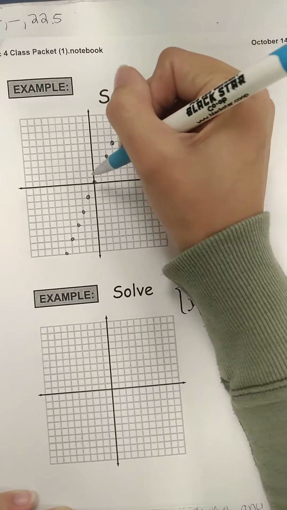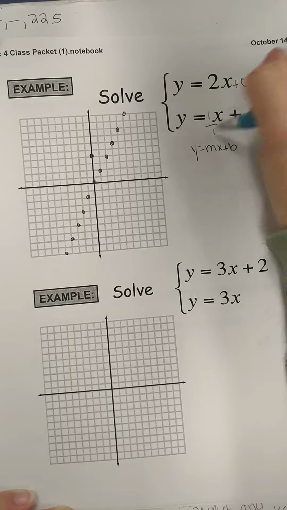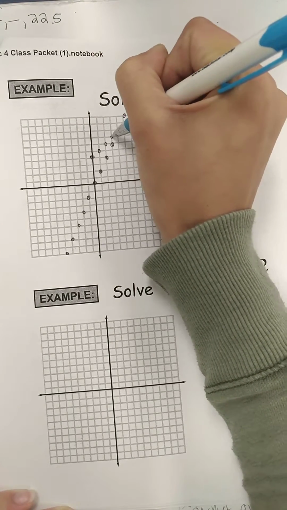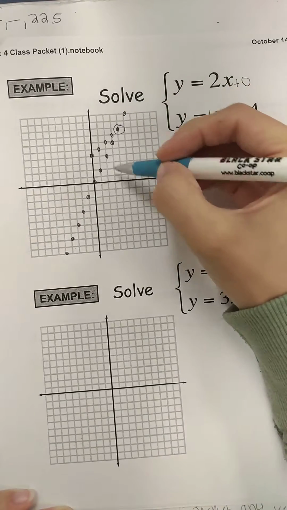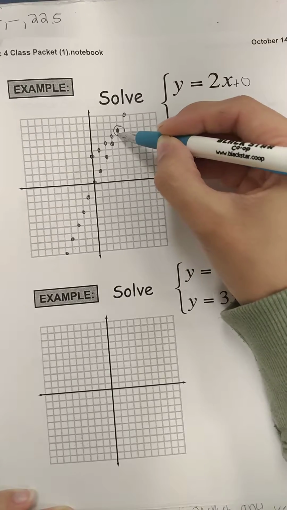So this one starts at 4. And the slope is positive 1 over 1. So up 1, to the right 1. Okay, so I see where they cross. They cross at the point 1, 2, 3, 4, up 1, 2, 3, 4, 5, 6, 7, 8.